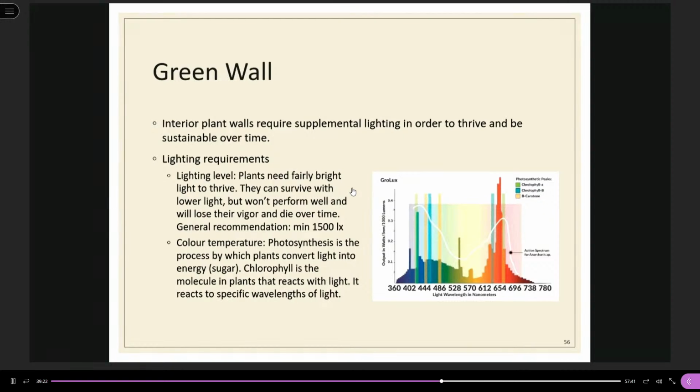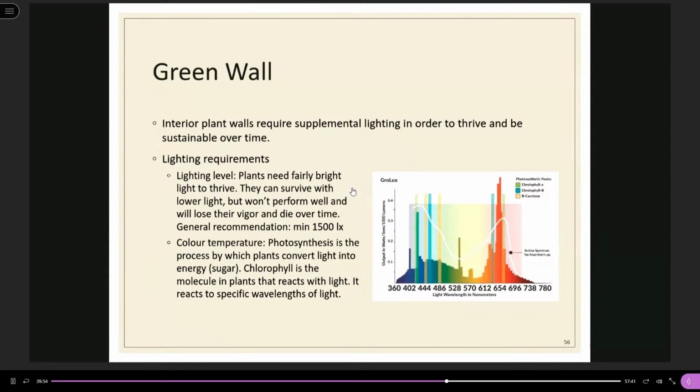Interior plant walls require supplemental lighting in order to thrive and be sustainable over time. So if you put the plants inside the house, depending on the type of plants, you need to provide enough lighting. Higher lighting level or lower lighting level could be adequate. So it all depends on the type of plants that you use. The lighting requirements: first of all, the lighting level.